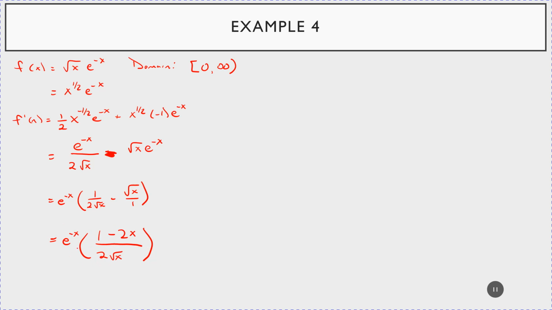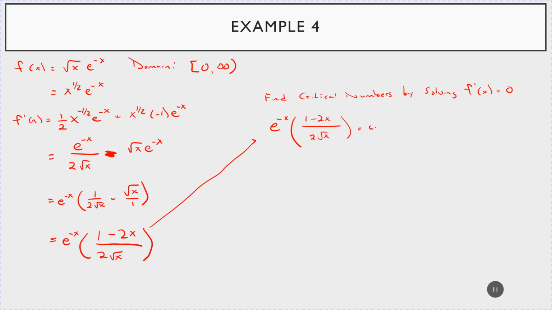Okay, so I want to find the critical numbers from this by solving f prime of x is equal to 0. So e to the negative x times 1 minus 2x over 2 square roots of x, and that's going to be equal to 0. Well, look, you would just do the zero product rule here, but e to the negative x can never be equal to 0, okay?